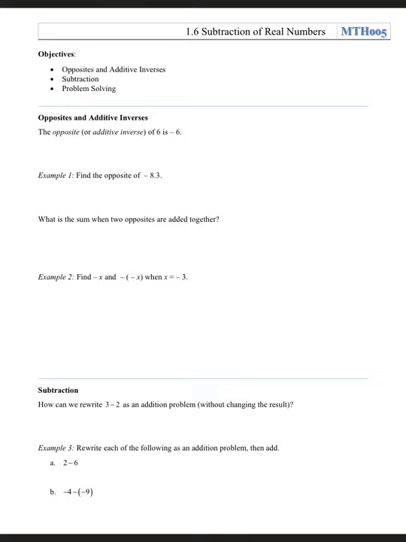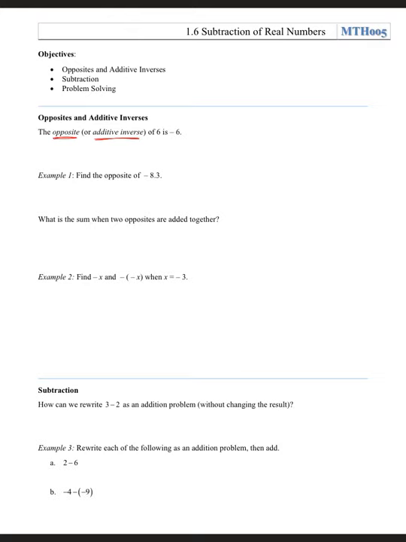Hi there. Section 1.6 is all about subtraction of real numbers. The first thing we have here is what we call the opposite or additive inverse. Now, these two vocab words, you need to make sure you take the time to learn them. They are synonyms with each other, meaning they mean the same thing. So you'll see both of these words referring to this.